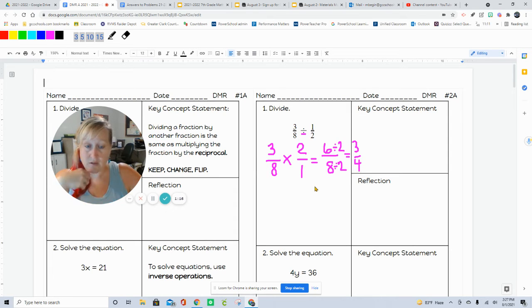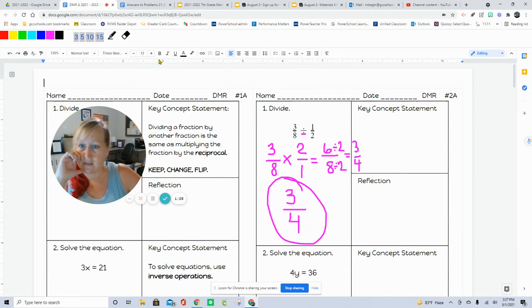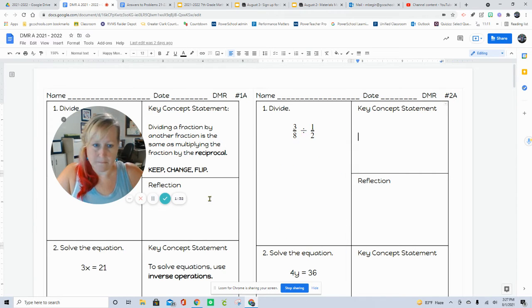3/4. Okay, so your answer, make sure that I can tell what's your answer. Circle it or something. Key concept. Let's see if I can insert text here. Key concept is dividing fractions. Let's see if it lets me type.